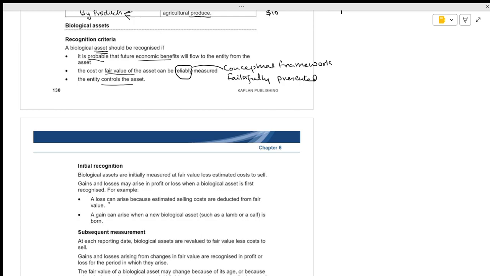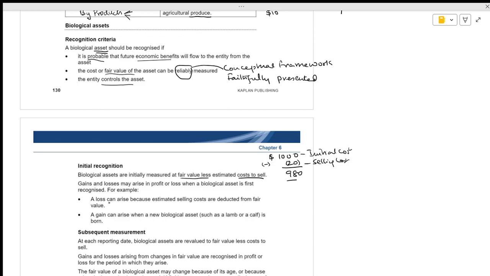A biological asset is initially measured at fair value less cost to sell. Always, is it right? You have a fair value of $1,000 and there will be a selling cost. Assume the selling cost is 20. This is the initial cost and this is the cost to sell. If that is the case, how much will we take? We will take it as 980. That's the basic recognition initially.